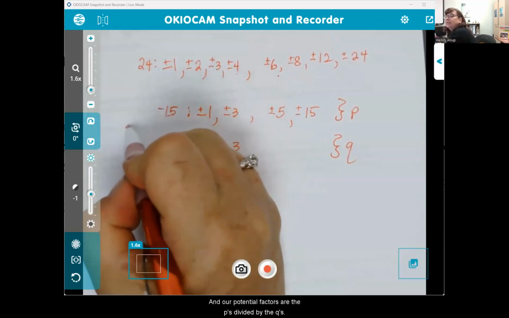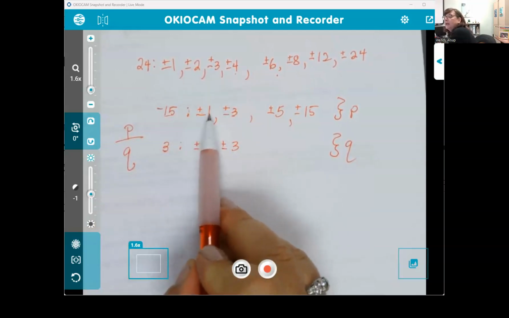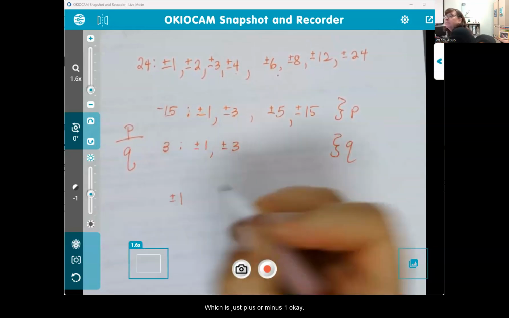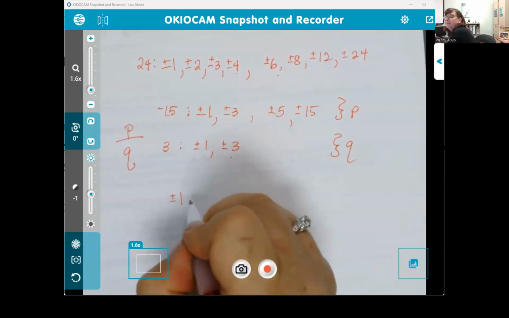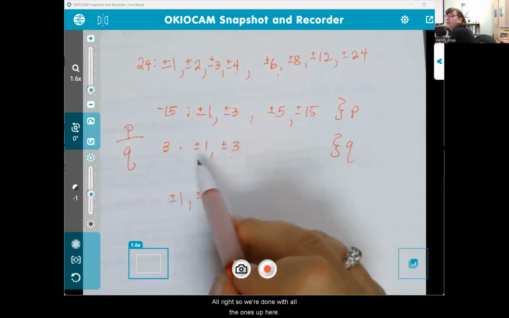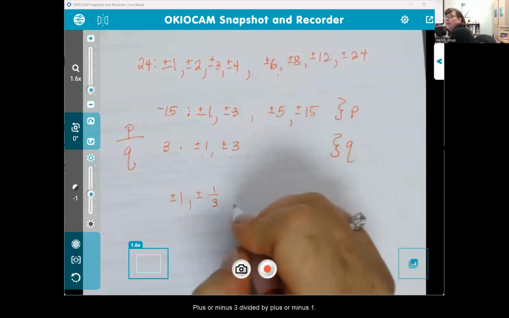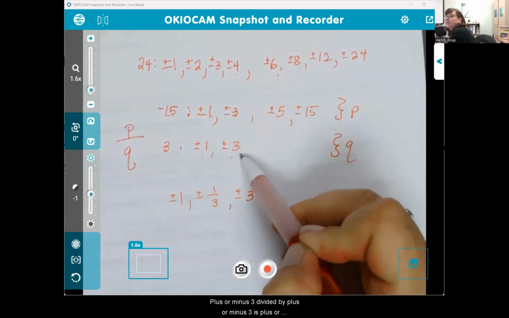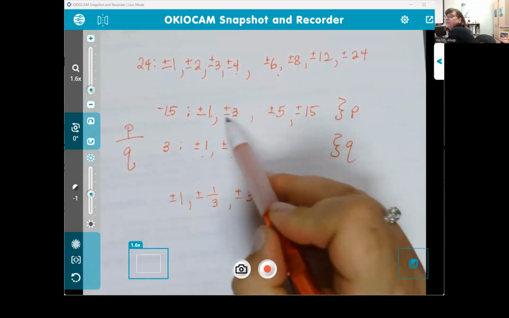And our potential zeros are the P's divided by the Q's. So plus or minus 1 divided by plus or minus 1 is just plus or minus 1. Plus or minus 1 divided by plus or minus 3 is plus or minus 1/3. So we're done with all the ones up here. Plus or minus 3 divided by plus or minus 1 is just plus or minus 3. Plus or minus 3 divided by plus or minus 3 is plus or minus 1, but I've already got that one written down.